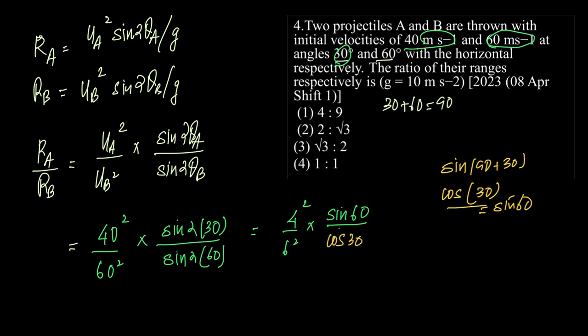Now we know that cos 30 is equal to sin 60. So this will become 1. So all you get is 16 by 36, which is equal to 4 by 9, giving the correct option as option 1.